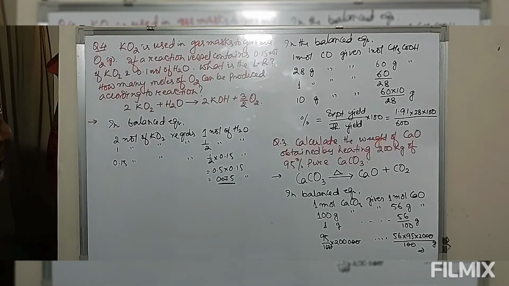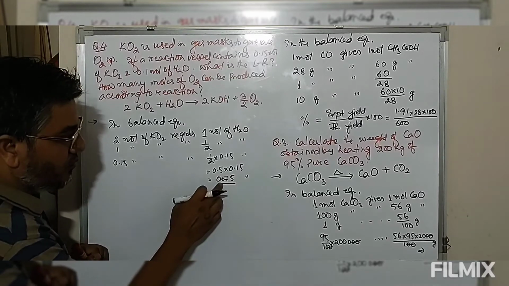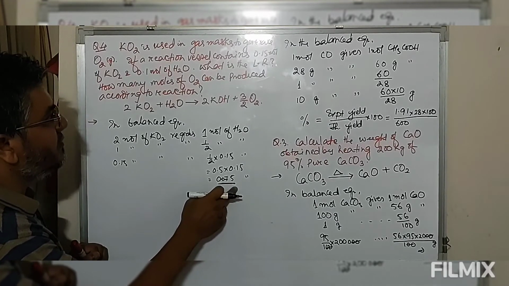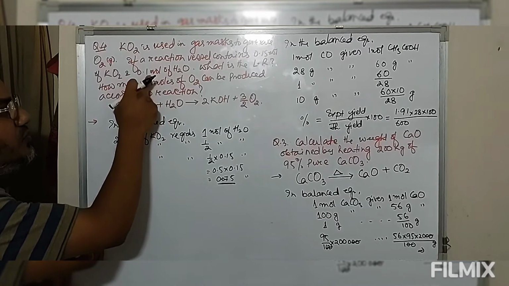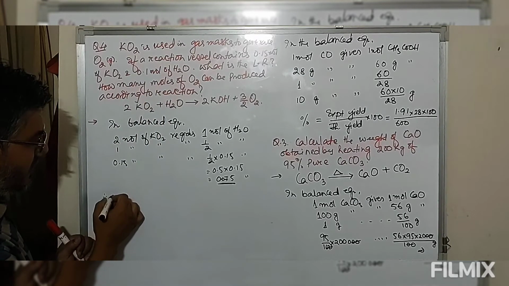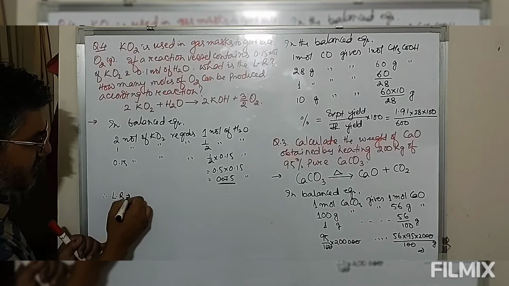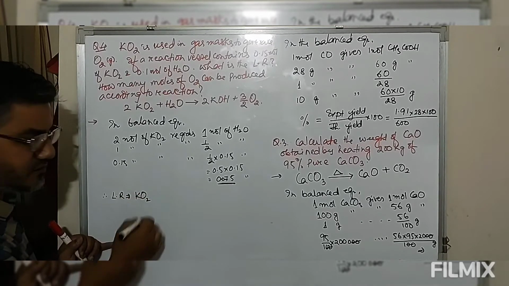0.1 mole of water is present. The requirement is 0.075 mole, but the present amount of water is 0.1. So therefore, the limiting reagent is your KO2.